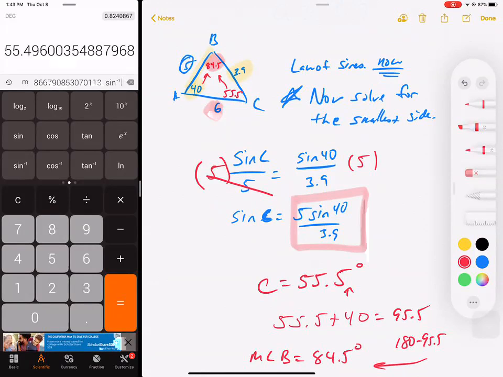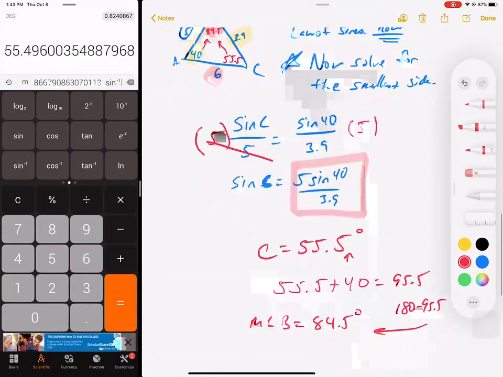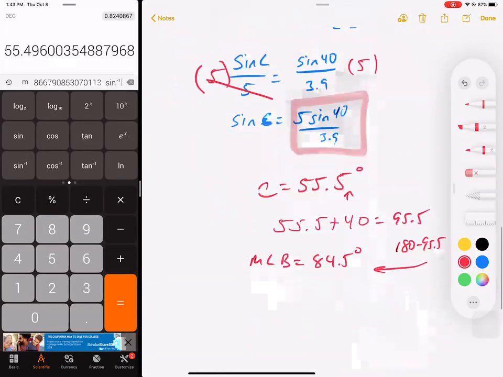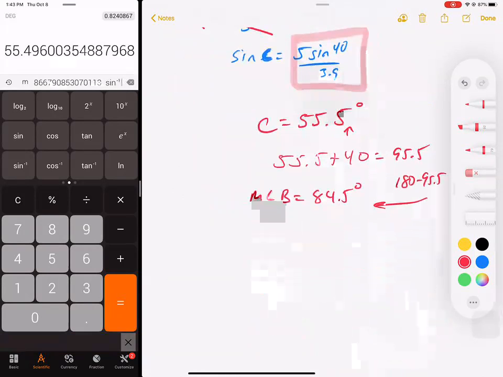You don't want to solve for the largest side. And the reason why is because the sine inverse will never give you an angle over 90 degrees. Let me go ahead and give you an example here, just on the side. So sine inverse can't go over 90 degrees. It's not in the range of the calculator to do it. So if you have an angle over 90 degrees, it's going to actually give you the wrong answer.